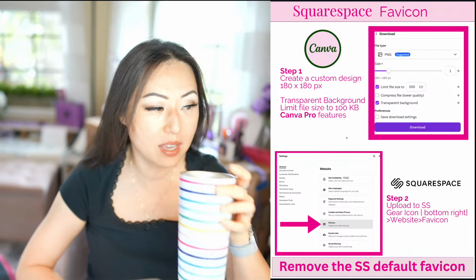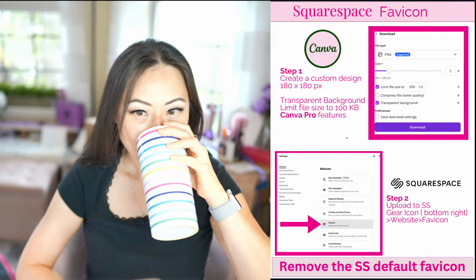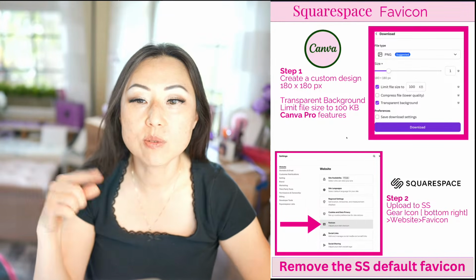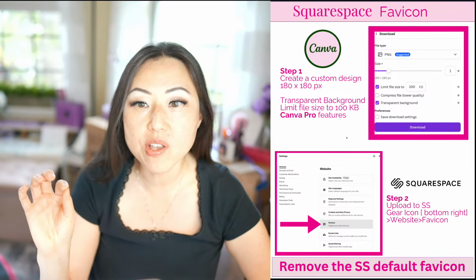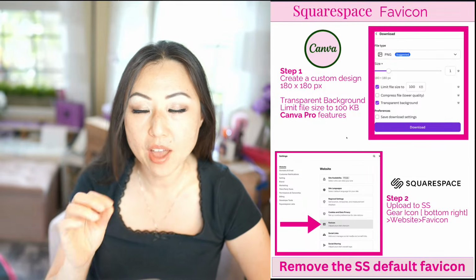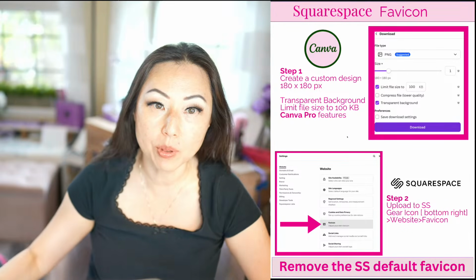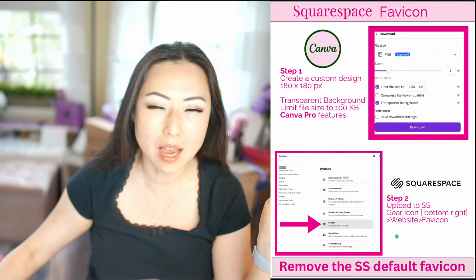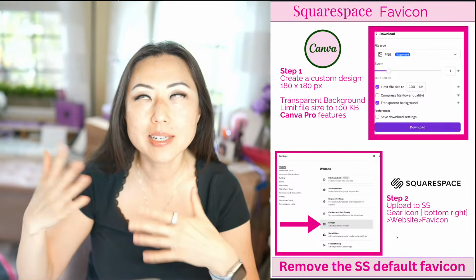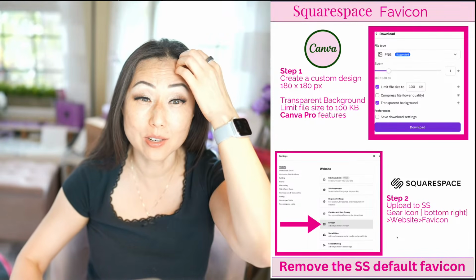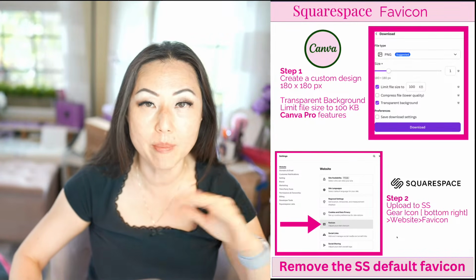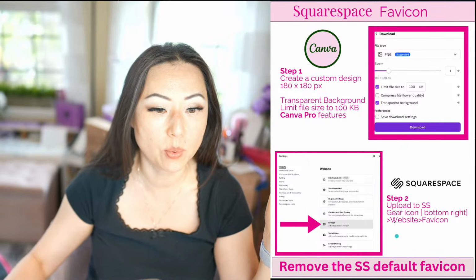The other thing is, over here in Squarespace, you're going to upload it: hit the gear icon at the bottom right of your website, then find favicon, and you can upload it there. It takes a while to upload. You're going to be like, why isn't it uploading? It takes, I would say, 10, 20 minutes. So if it's not there automatically, don't freak out. It just takes a while. Okay.